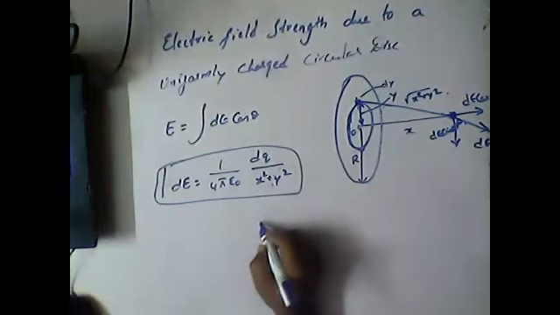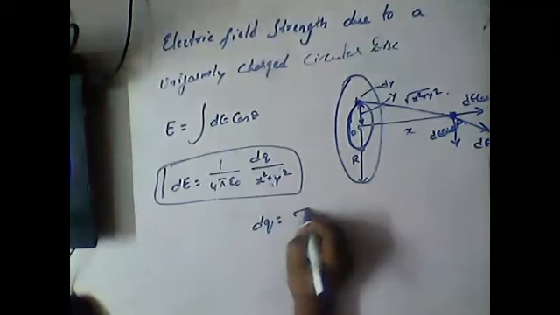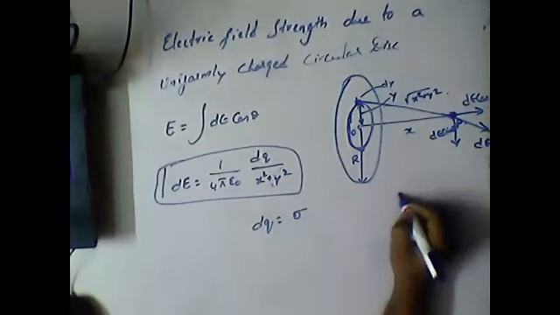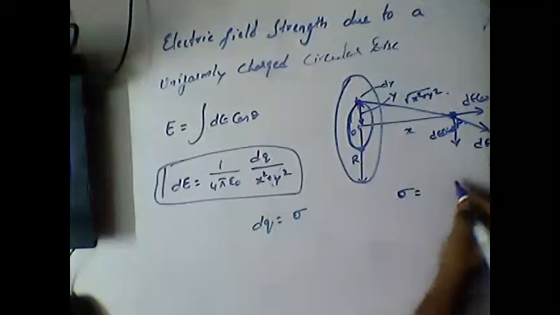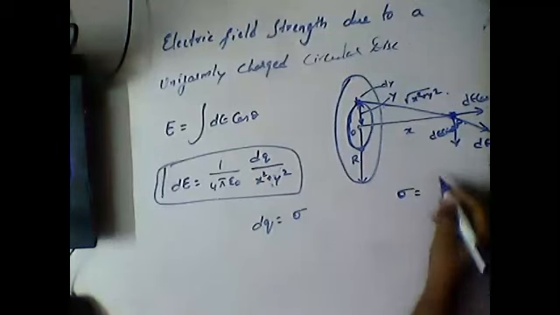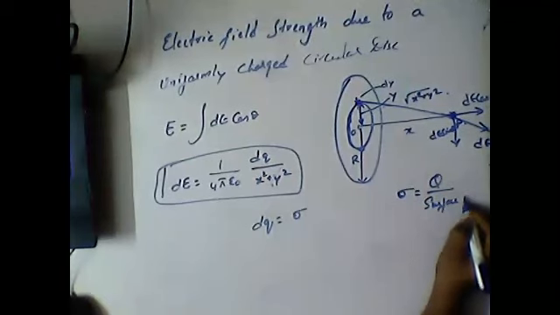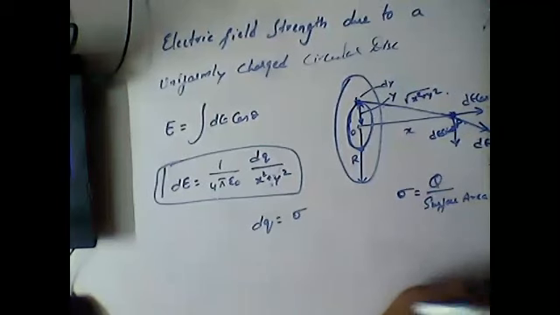dq we don't know. So dq can be written using sigma. What do we mean by sigma? Sigma is the surface charge density, which can be written as Q by surface area. If it is a circle, the area is pi r square; if it is a square, A square; if it is a rectangle, L into B, depending on the shape. So here sigma is equal to Q by surface area in general.